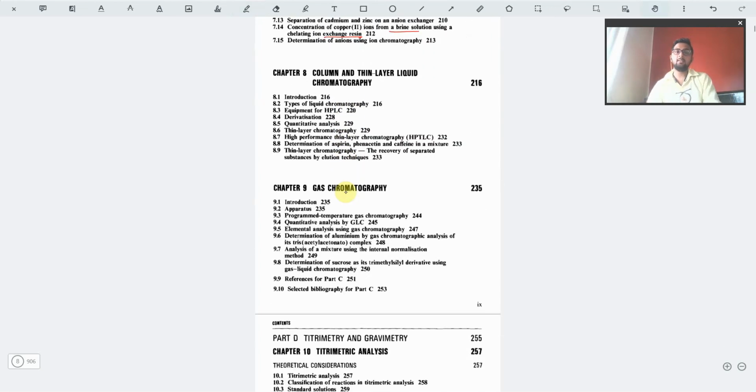Then we have the column and thin layer chromatography, which is basically one of the most advanced and most effective ways of using chromatographic films, because thin layer chromatography provides us with an extremely accurate amount of data, despite having such a huge apparatus. So we have quantitative analysis, thin layer chromatography, high performance thin layer chromatography, and the recovery of separated substances by elution techniques.